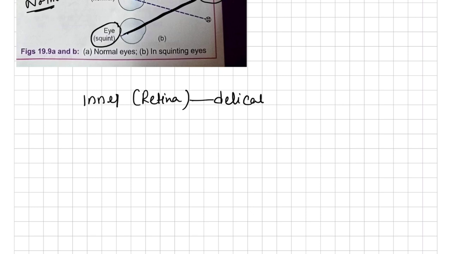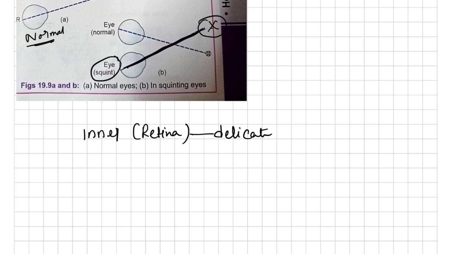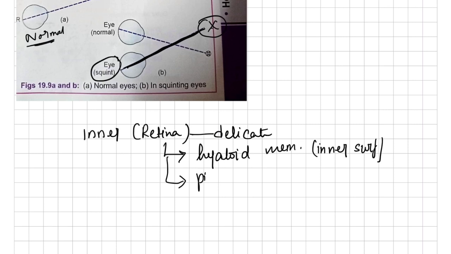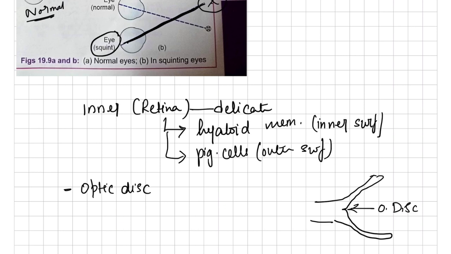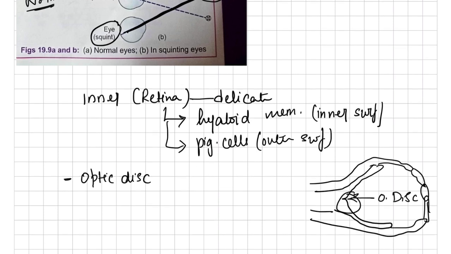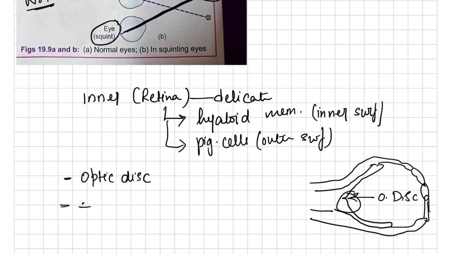Now the innermost layer, the retina, is said to be the delicate nervous layer. That is, there are neurons present over here. It is covered by the hyaloid membrane on the inner surface, and there are pigmented cells present on the outer surface. Now in the retina we saw the optic disc. This is the optic disc, the junction present over here. This is the iris, the ciliary body, and this is the lens. So I'm drawing a rough diagram to show the optic disc in the retina.